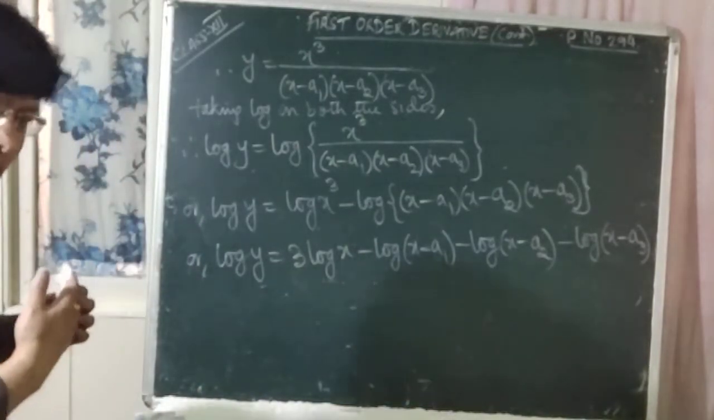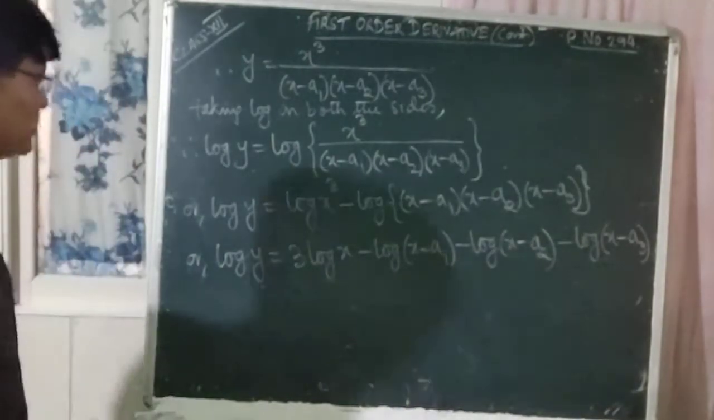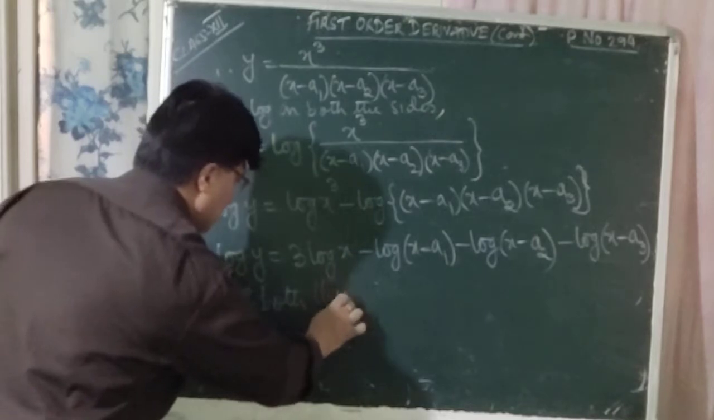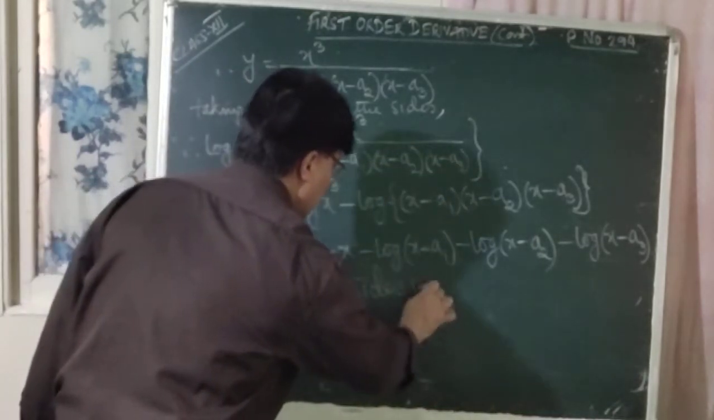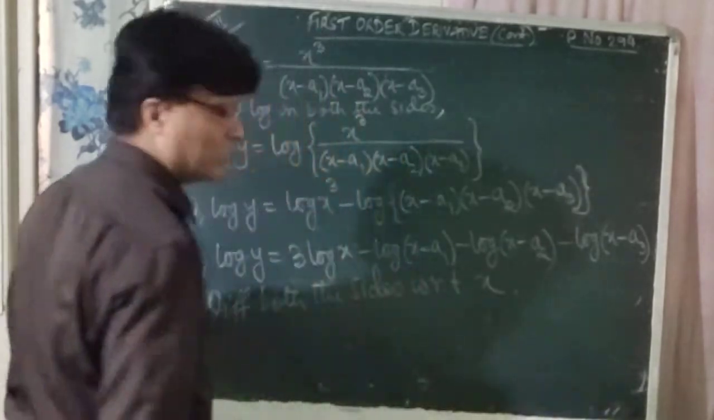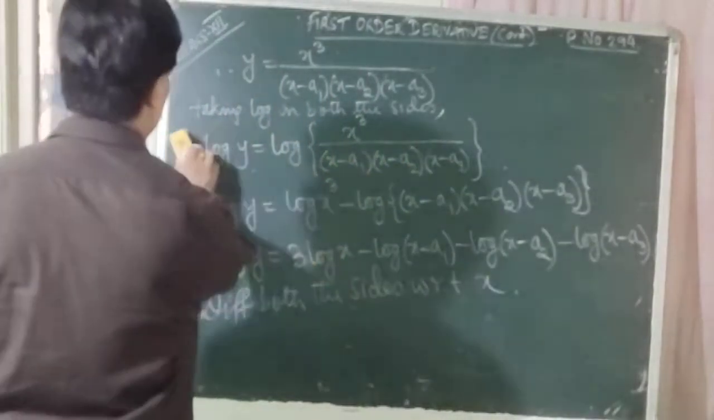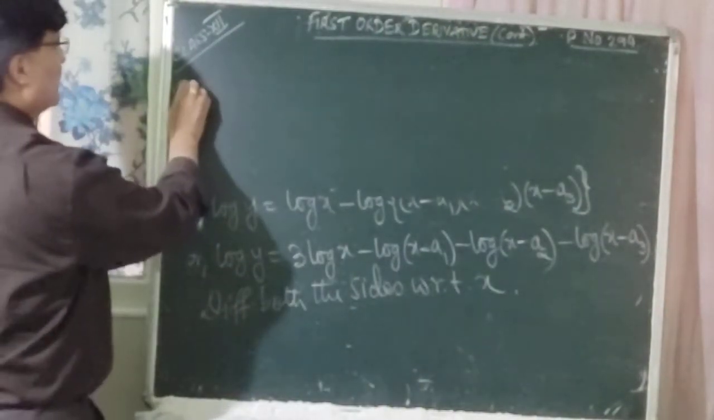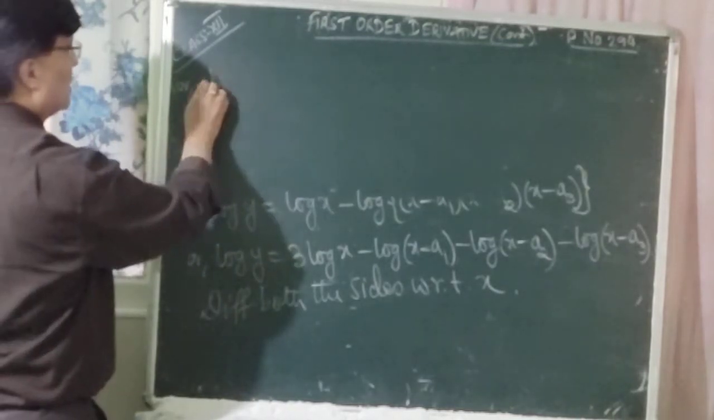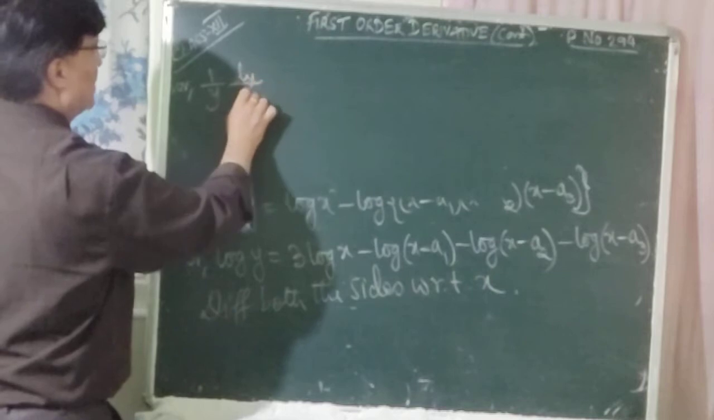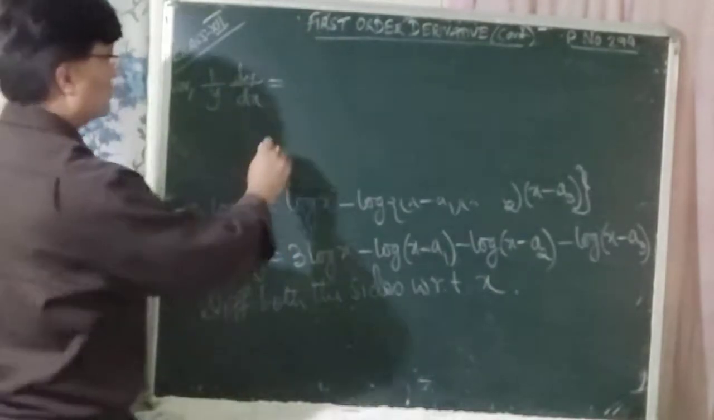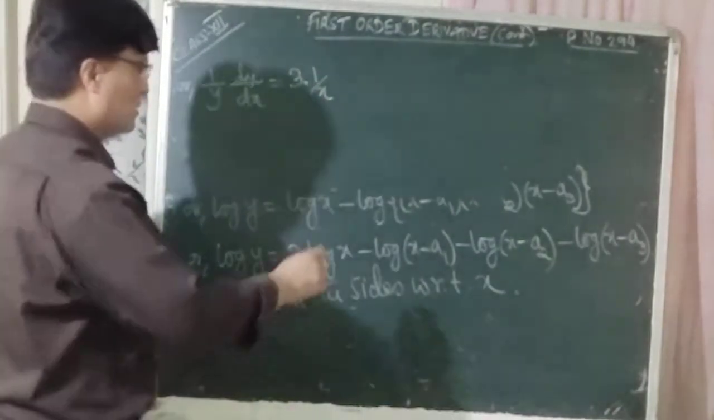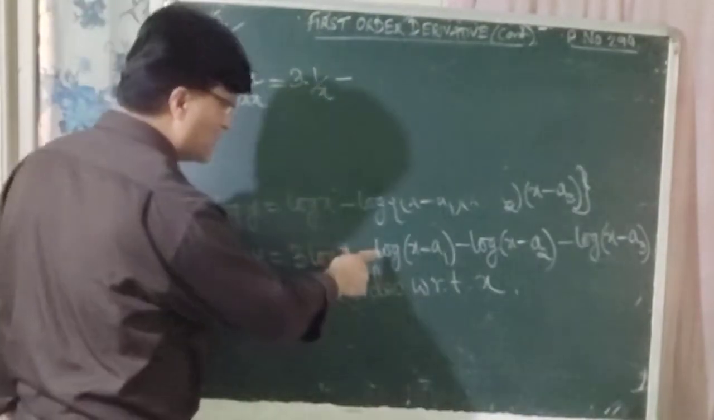Now you can differentiate both the sides with respect to x, okay? So differentiating both the sides with respect to x, okay? Now we'll differentiate both the sides with respect to x, okay? So what is the differentiation of log y with respect to x? It is 1 by y into dy by dx is equal to 3 is constant. What is the differentiation of log x? 1 upon x, right? Minus, again, what is the differentiation of log of x minus a1?